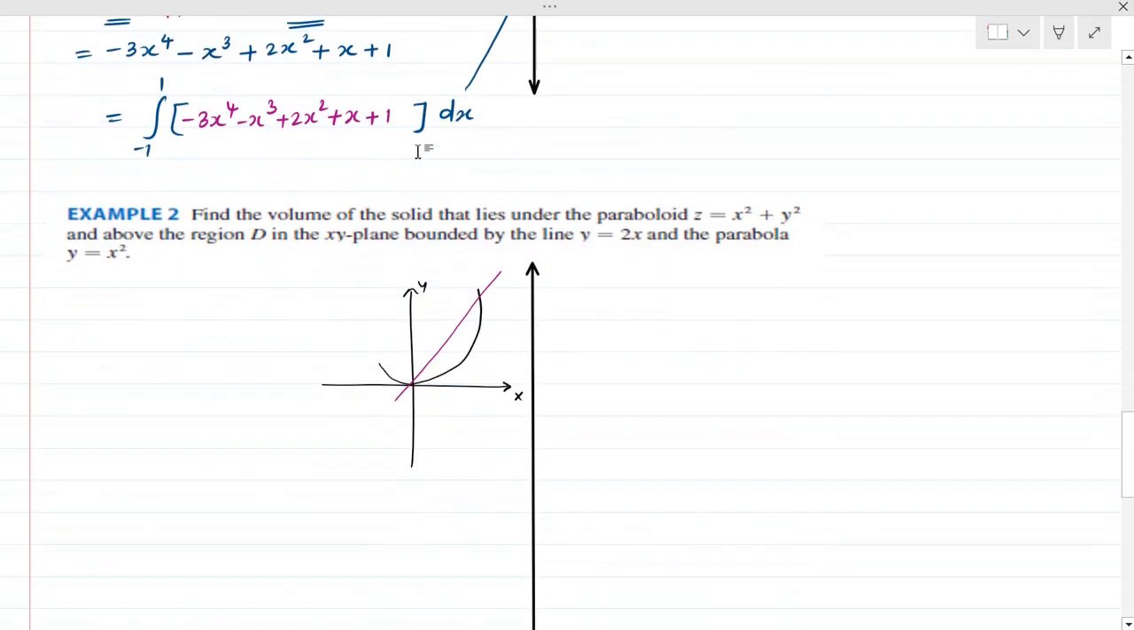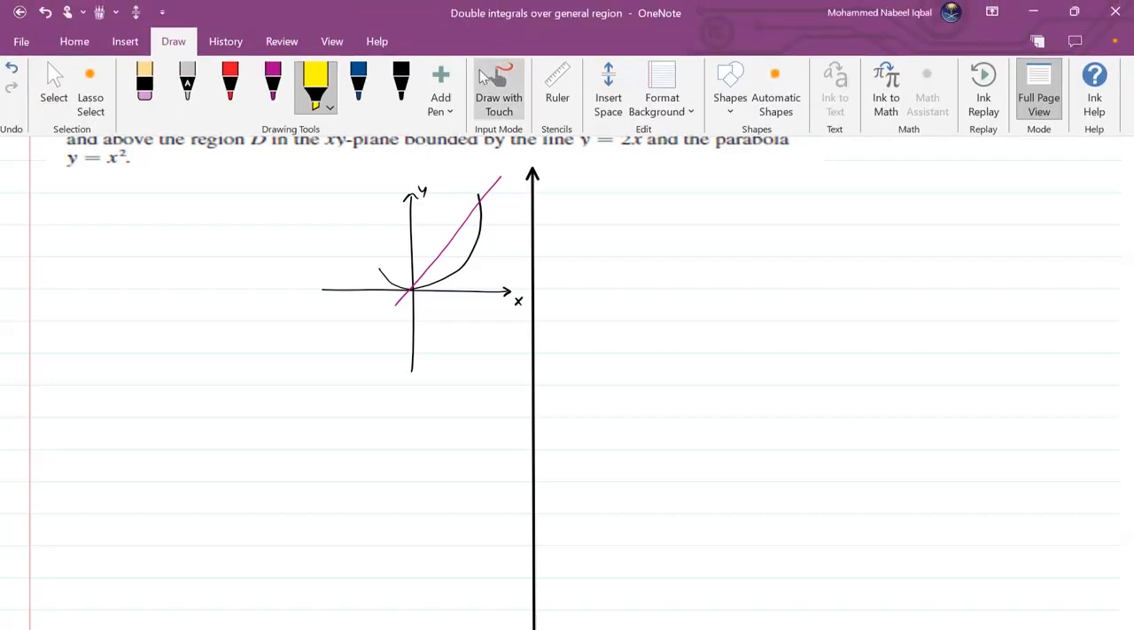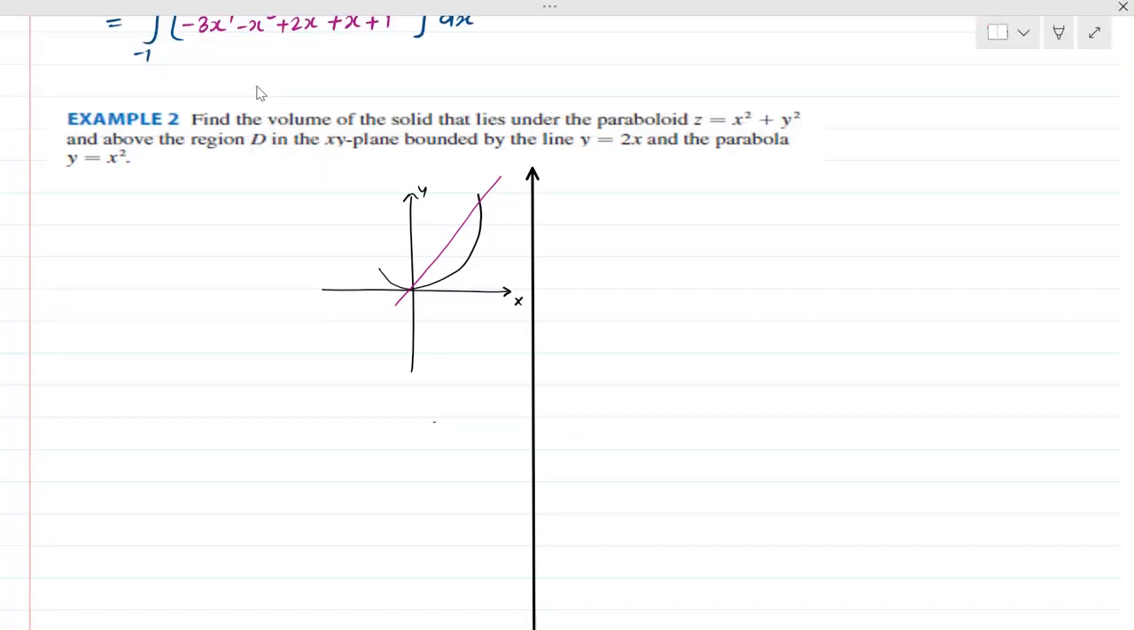Is it clear? Now we will have another problem in which we will have a parabola and a line. So here you have to find the volume of the solid that lies under the paraboloid. So y is given, and above the region, this is the paraboloid. The z value is given. This is a line, y equal to 2x.